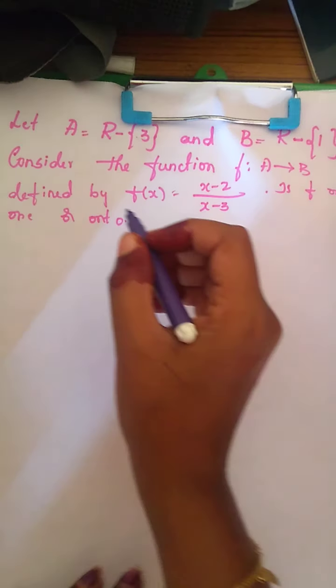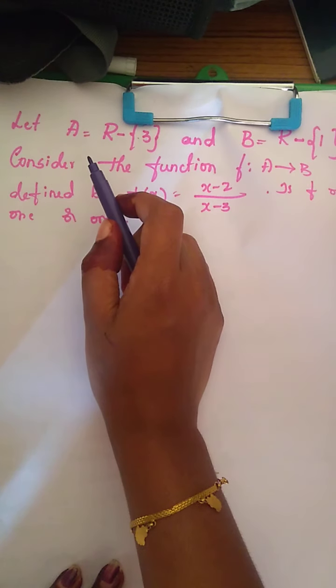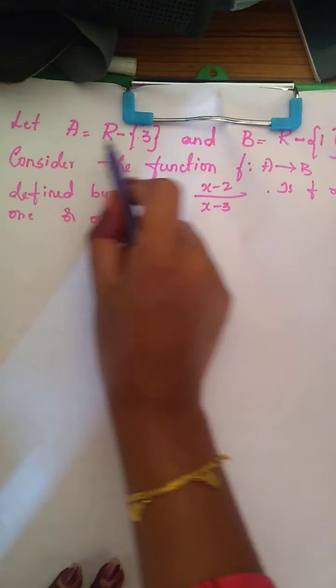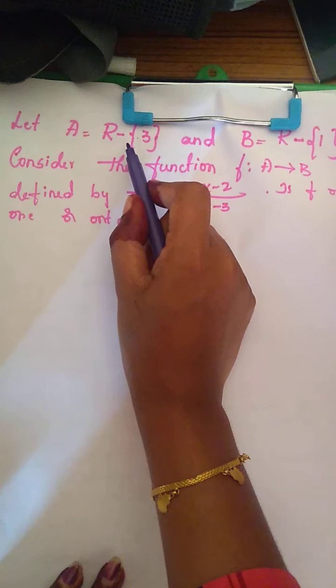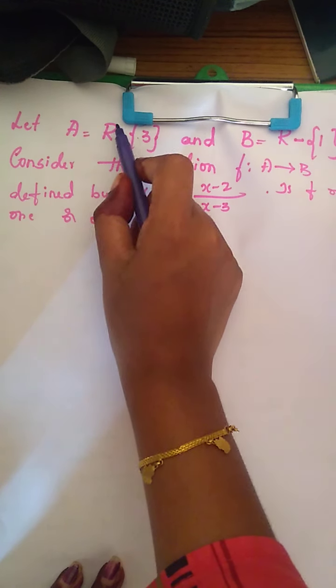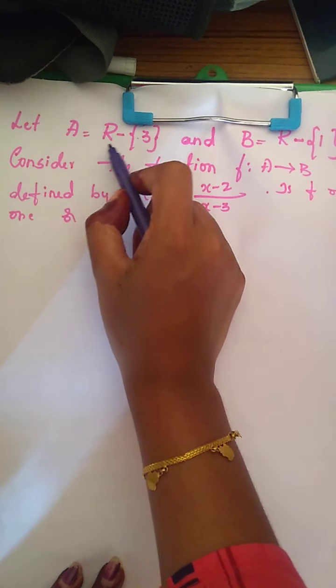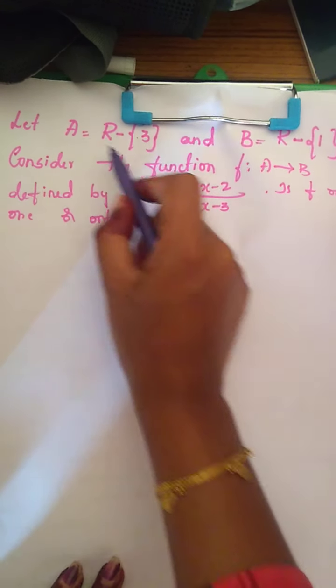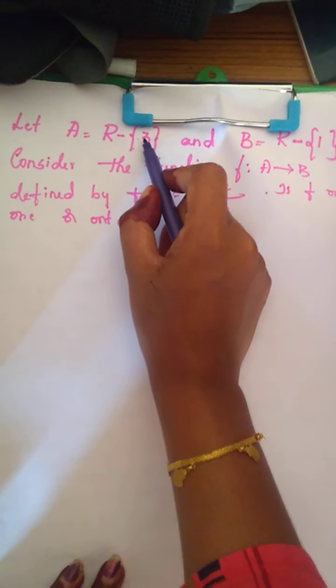Hello students. So today we'll discuss one more problem related to relations and functions. So what is the problem? First we'll read the problem. Let A be the set of real numbers excluding 3. So this particular set contains all the real numbers but 3 is not included in it.